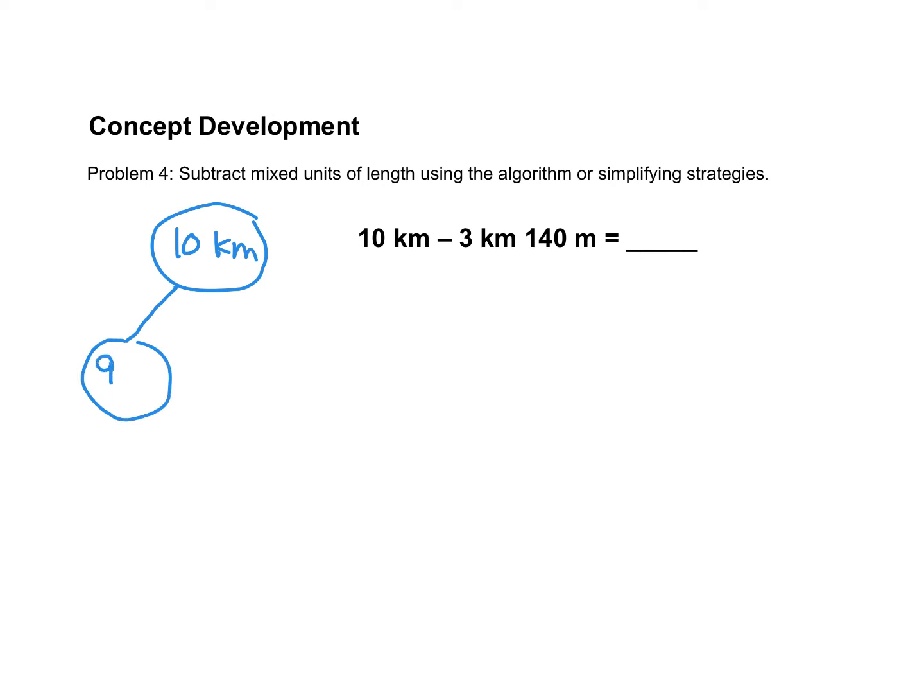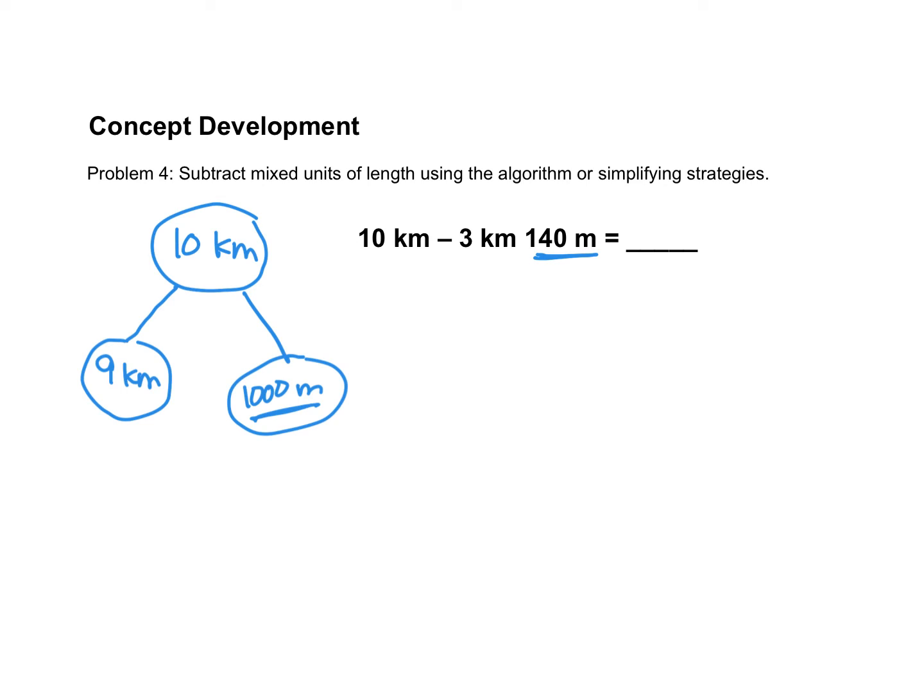9 kilometers and 1,000 meters. When I do that, it makes it easier for me to work. It gives me 1,000 meters and my 140 meters, so I know I can subtract 140 meters from 1,000 meters. And I can still subtract my 3 kilometers from 9 kilometers. And 9 kilometers, 1,000 meters together equal 10 kilometers.